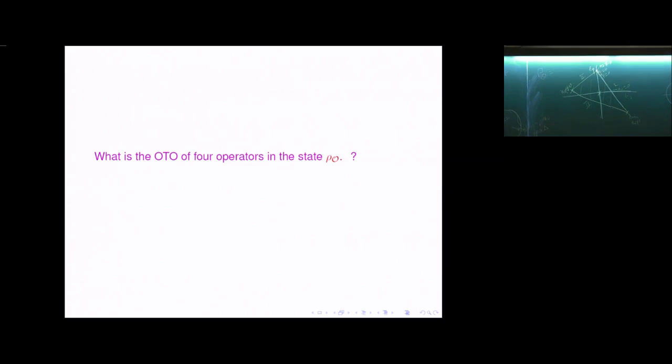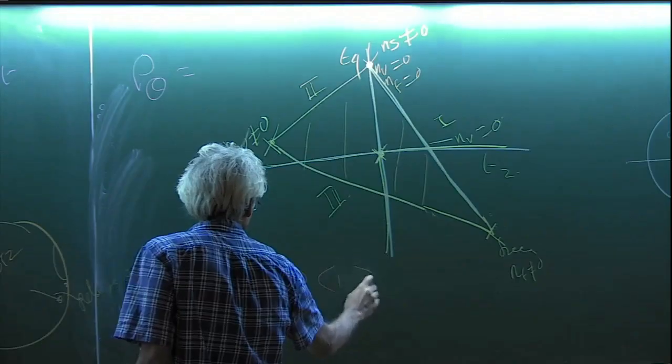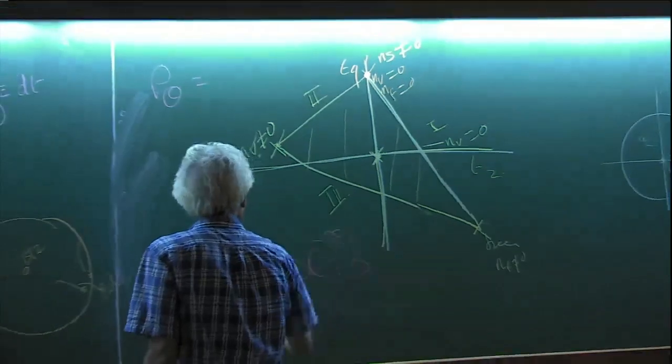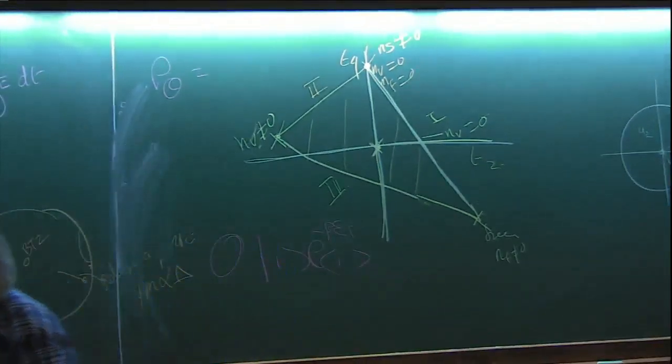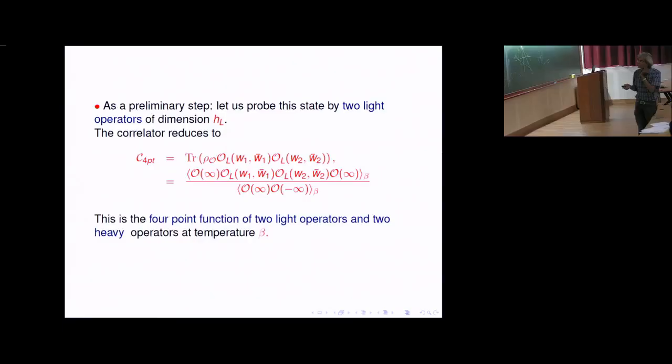Oh, I shouldn't cross. It's a thermal state, but excited by a heavy operator, a definite heavy operator. And so as a preliminary step, let's probe it. First I did the 1-point function. You see that the effective temperature is changed. And let's probe it by a 4-point function, basically to probe it by 2 light operators.